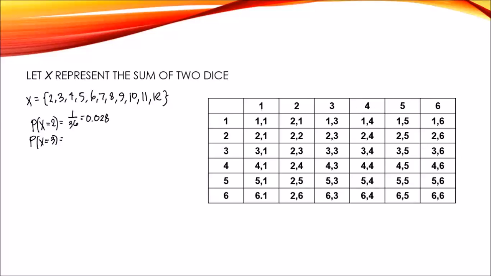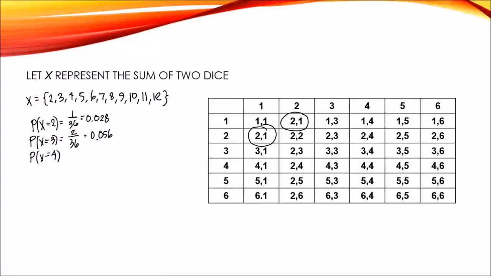The probability that x is equal to 3: we have 2, 1, or 1, 2. So we have 2 out of 36, that is 0.056.